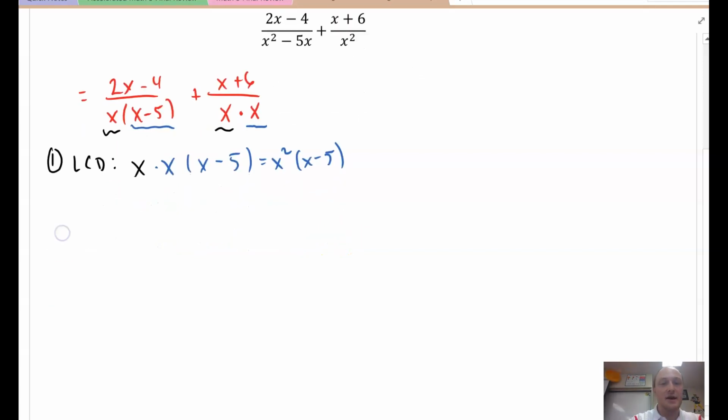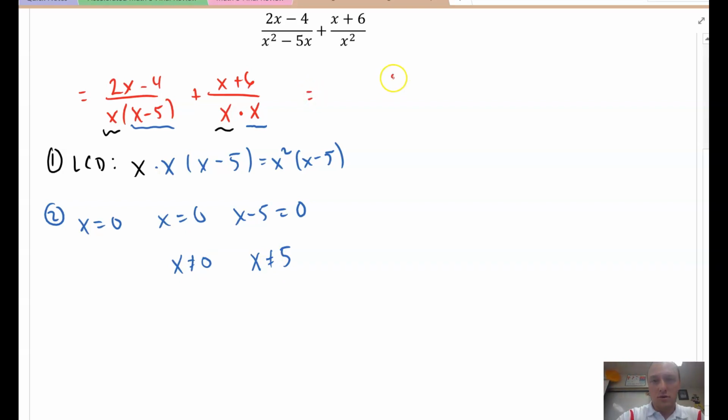Easy enough. Okay, step 2, excluded values. I'm just going to set each of these equal to 0. x equals 0, x equals 0, x minus 5 equals 0, and I'm going to solve, which gives us x is equal to 5, x is equal to 0, and I have double those, so you only count one, right? x equals 0, you're not coming along. Sorry. All right, so those are your excluded values, and now we want to go ahead and introduce our missing factors into our expressions. I want to be able to add these expressions with a common denominator.